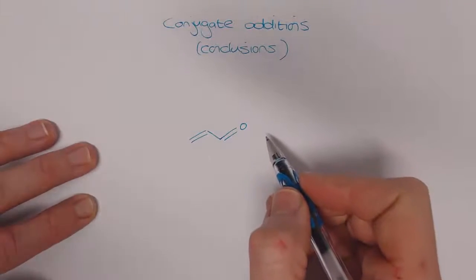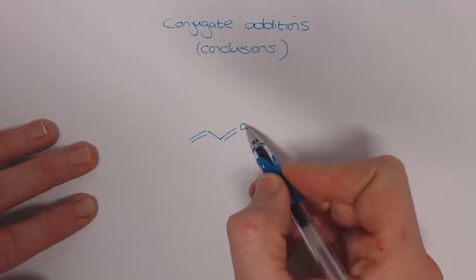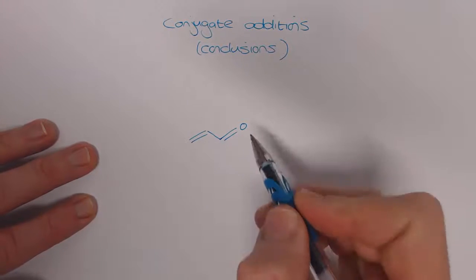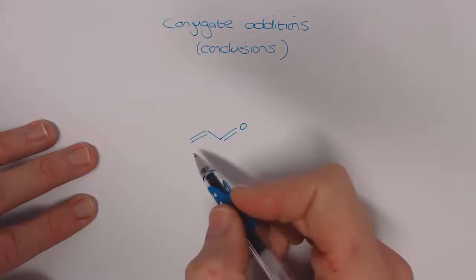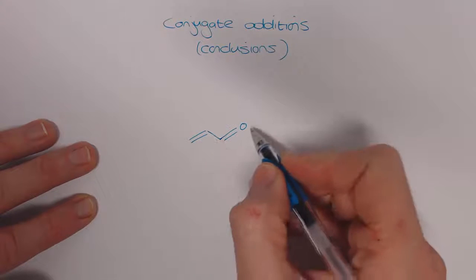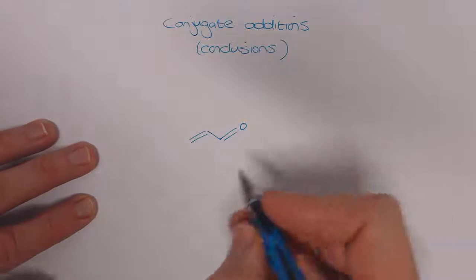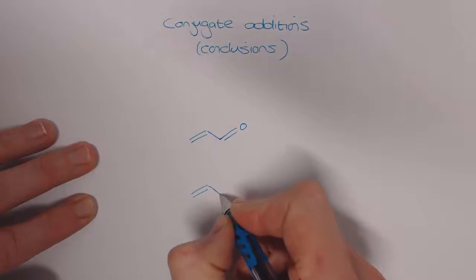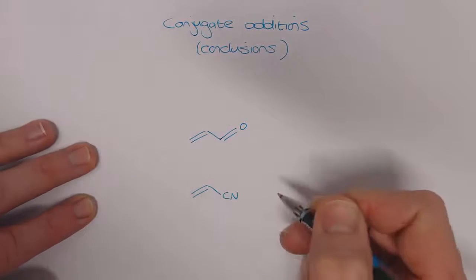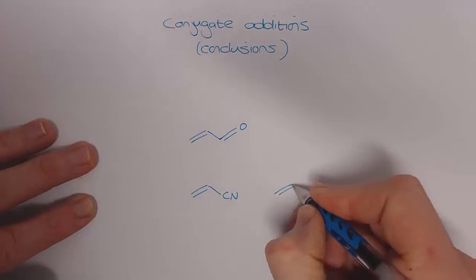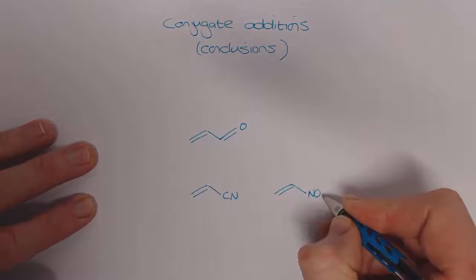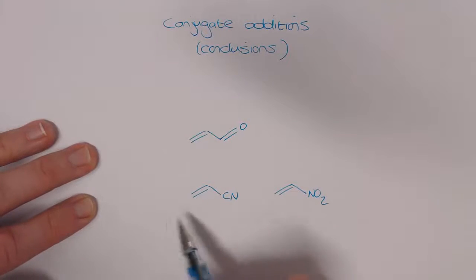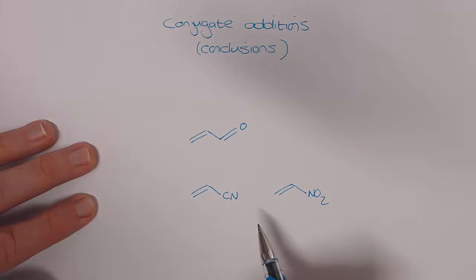But the one thing I just want to point out is that this unsaturated carbonyl is not the only type of structure that undergoes a conjugate addition. We don't need a carbonyl. Other structures that are important are the nitrile, so something that looks like that, and also a nitro. Both functional groups are actually very good at undergoing conjugate addition.